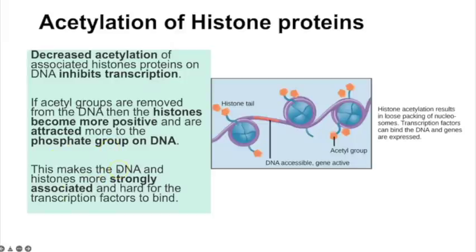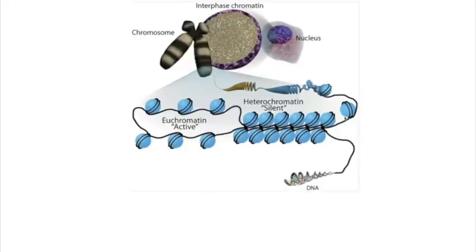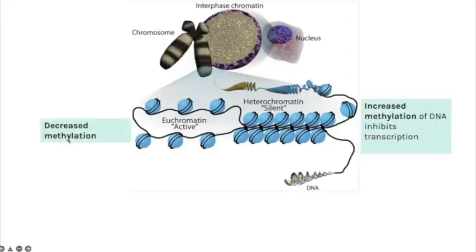And that makes the DNA and the histones more strongly attracted and associated, and again it coils up more tightly, preventing the transcription factors from being able to bind. So if you don't have very many acetyl groups bound, you also have transcription being inhibited. So in summary, if we think about just the methyl groups, if you don't have very many methyl groups bound, then that means the DNA is less tightly coiled, so it can be transcribed. And we call it euchromatin at that stage when it isn't very tightly coiled.